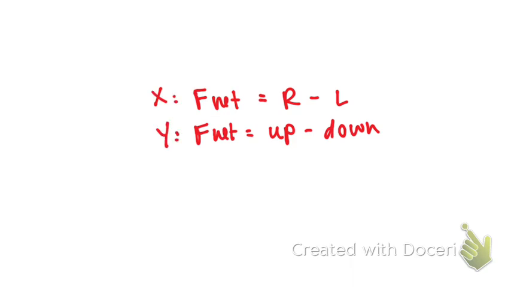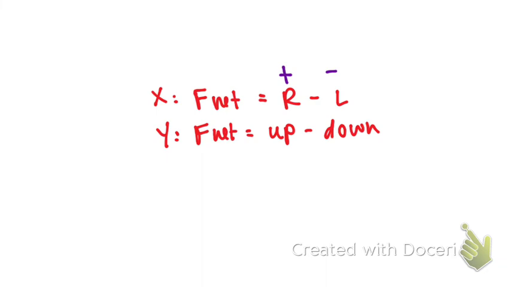Rightward minus leftward, and up minus down, right? Positives minus negatives. This is chapter 4, right? If you want to make a little separate category on your equation sheet, that's fine, but this is chapter 4. All right, so that's one way that we are able to calculate the net force.